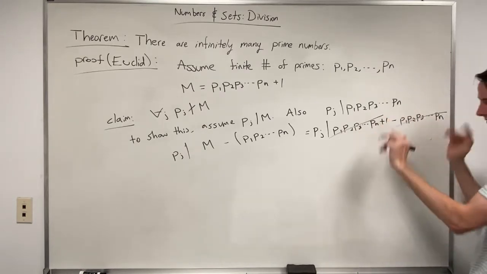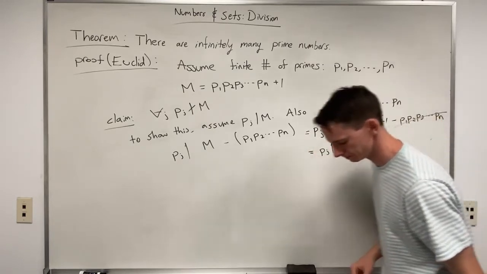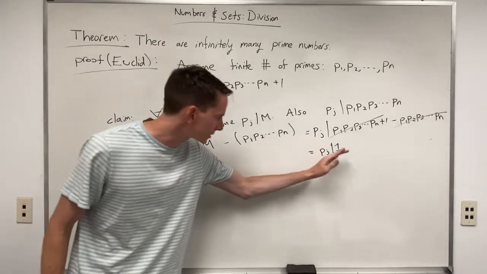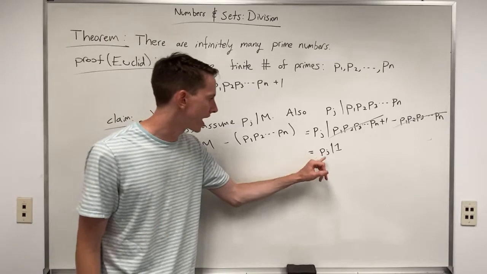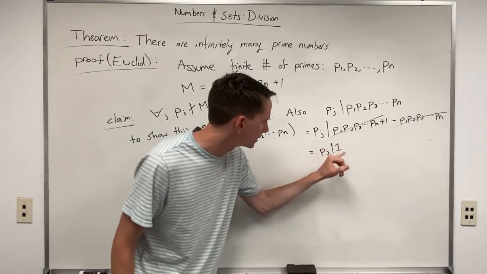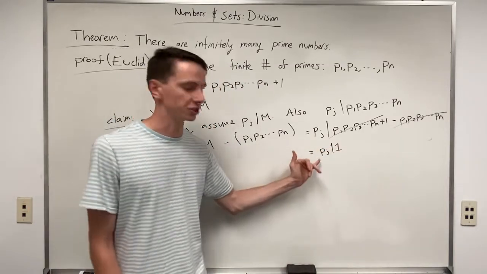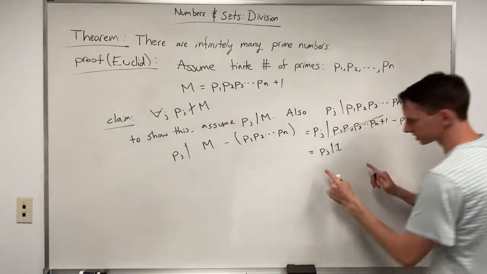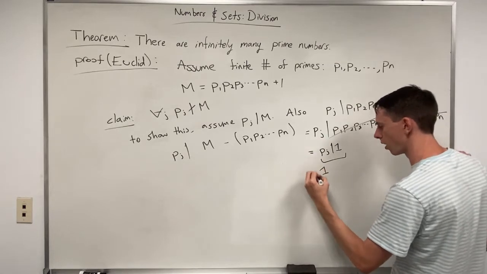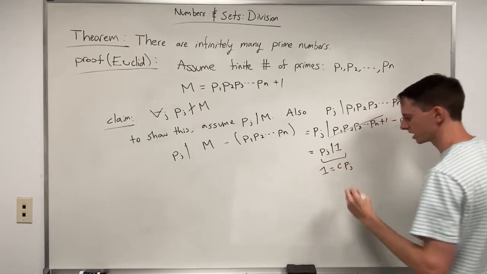That subtracted from that is going to cancel. And what we're left with is that P sub j divides the number 1. Okay. And it is at this point right here where we have a contradiction. Because if P sub j divides 1, that means that 1 is an integer multiple of P sub j. In other words, this, by definition, tells us that 1 is equal to some integer c times P sub j.